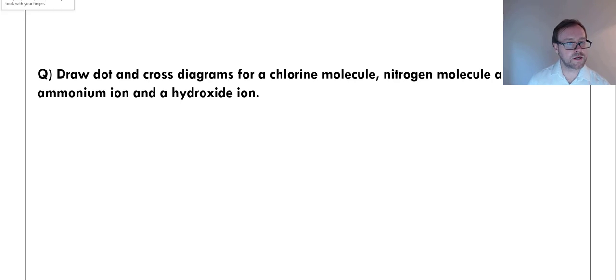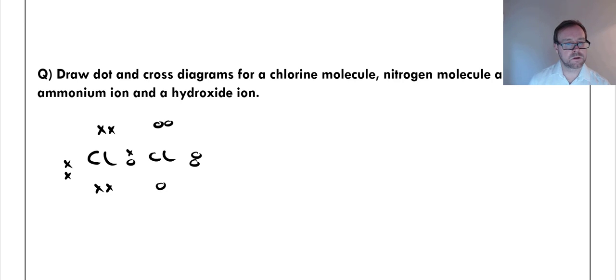Chlorine has 7 outer electrons: 1, 2, 3, 4, 5, 6, 7. It needs to pair up with another electron here, and unsurprisingly, it's going to be from my other chlorine. We check that we have paired my single electrons up, and that they have full outer electron shells: 1, 2, 3, 4, 5, 6, 7, 8, which it does. And this other chlorine atom is going to be exactly the same.